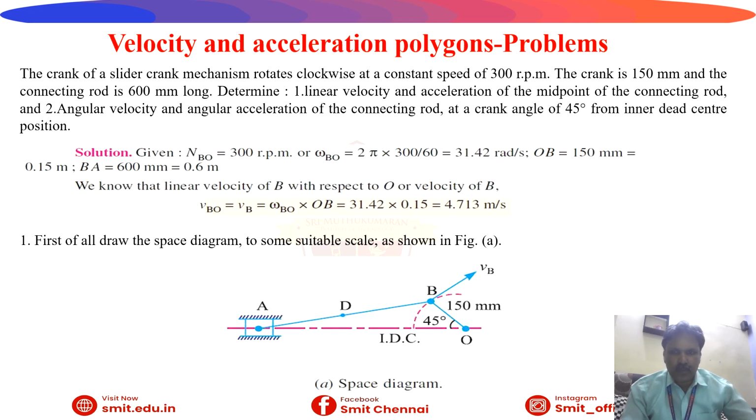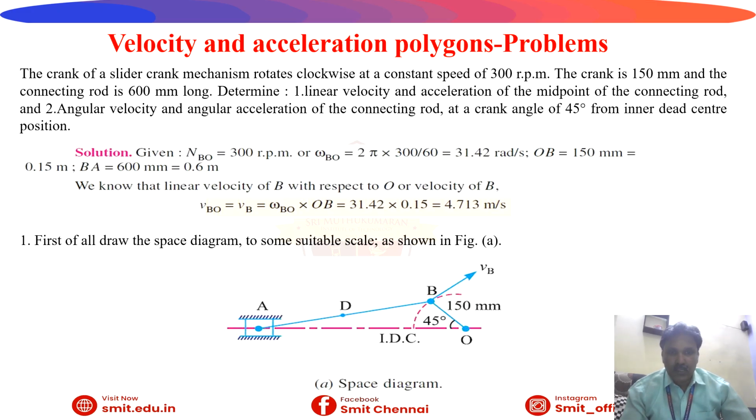Speed, that is 300 rpm is given. Crank is 150 mm. Connecting rod is 600 mm long. Determine the linear velocity and acceleration of the midpoint of the connecting rod. It is clearly given. That is what we are going to find, that is asked in the question. Linear velocity and the acceleration of the midpoint, as well as angular velocity and angular acceleration of the connecting rod. And the crank of 45 degree from the inner dead center position. It is clearly given.